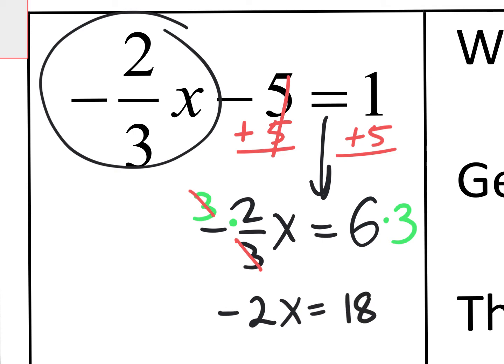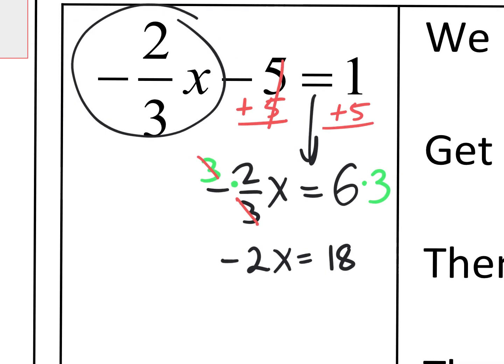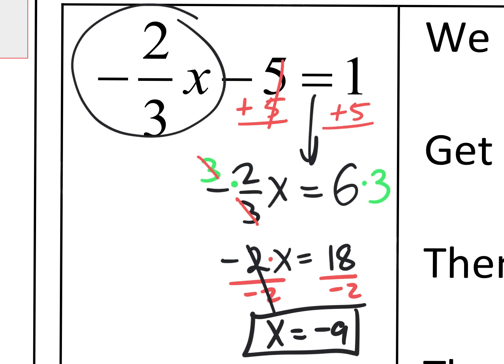I'm almost done. The -2 in front of the x, that's really being multiplied by x, right? -2 times x. So if I don't want that multiplication of -2, I get rid of it by doing what? Division of negative 2 of that same exact value, divide by negative 2. So here's my final answer, x equals negative 9. X equals negative 9.